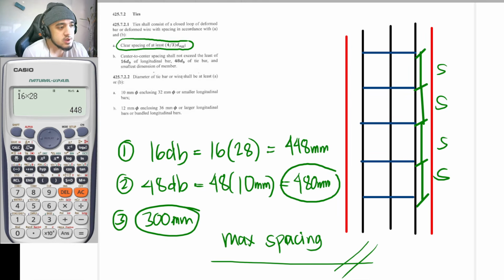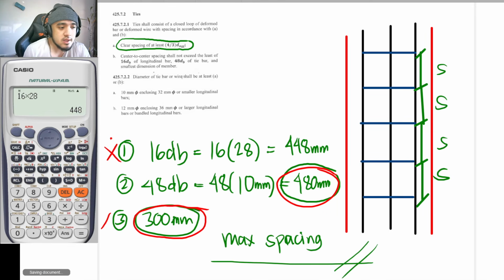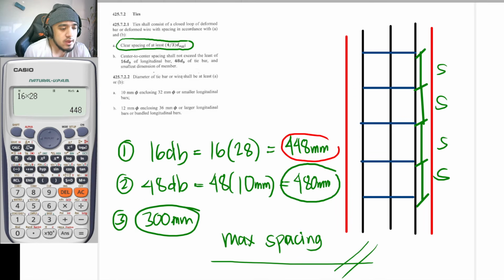But if you choose 300 mm, 300 mm is less than 480 mm and 300 mm is less than 448 mm. What that means is that if you have chosen 300 mm, provisions number 1 and number 2 are satisfied. Once again, if you have chosen 480 mm, provisions number 1 and number 3 will not be satisfied. And if you choose 448 mm, 480 mm would be satisfied, but 300 mm would not be satisfied because it is already larger than 300 mm. So with that, 300 mm now governs.